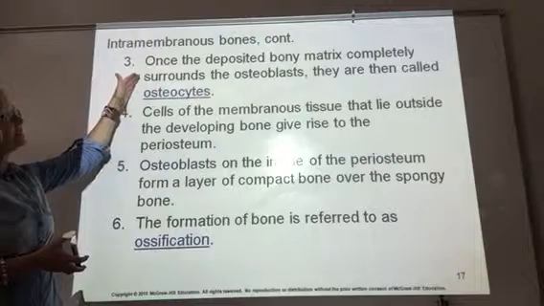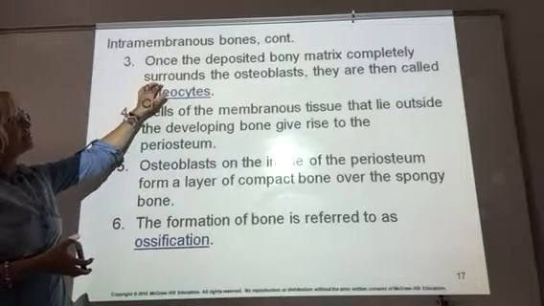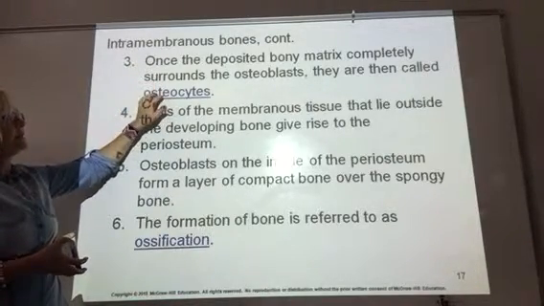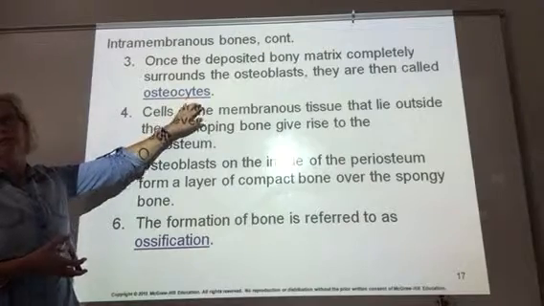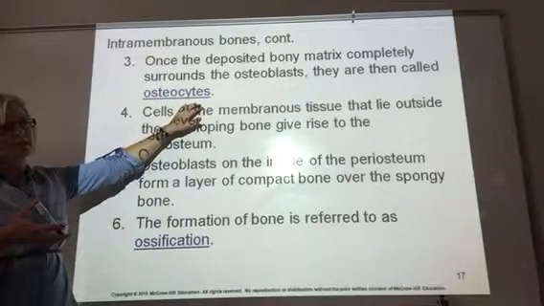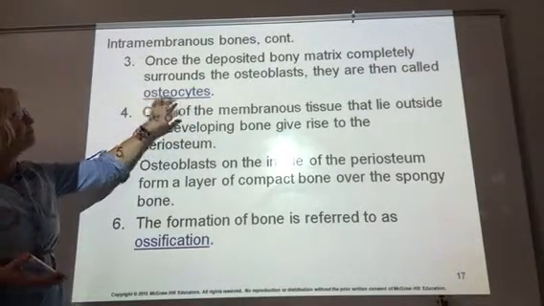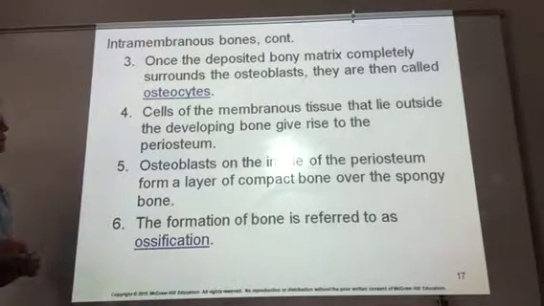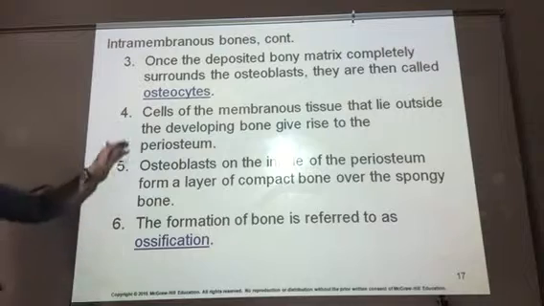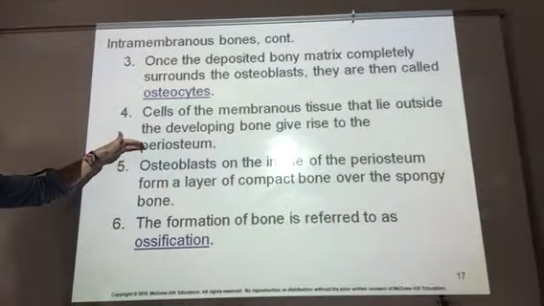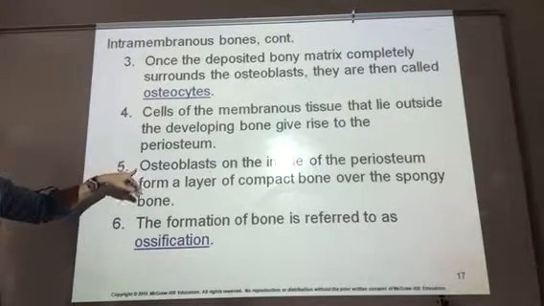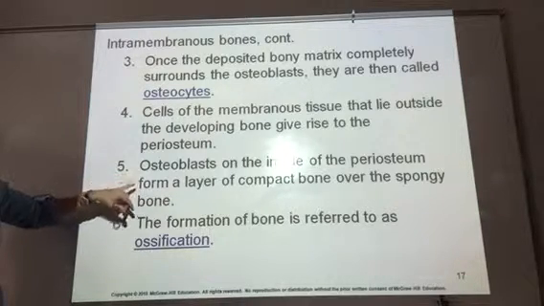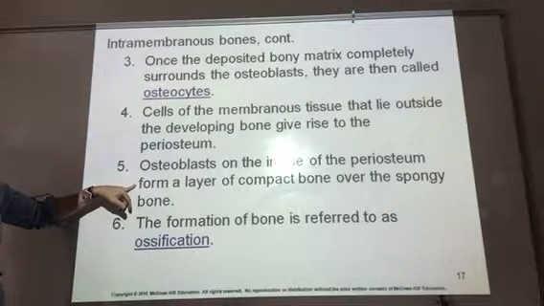Once the deposits are made, it surrounds the osteoblast, and it becomes a bone cell. So osteoblasts are going to build, they're going to form bone cells. Cells of this tissue are going to develop bone, and they're going to give rise to the periosteum, the outside part. Osteoblasts then, on the inside of the periosteum, make the compact bone.